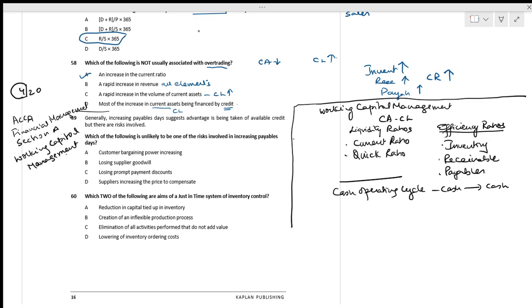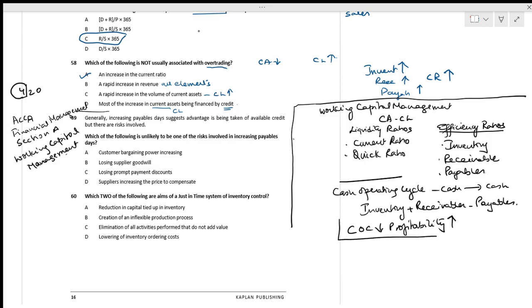What is the formula for the cash conversion cycle? Cash conversion cycle is nothing but inventory days plus receivable days minus payable days. Fine. This much we have to do. See, the thing is, if the cash operating cycle is less, the impact is the profitability will be more. Okay, this is one of the rules which we can use all over the place.